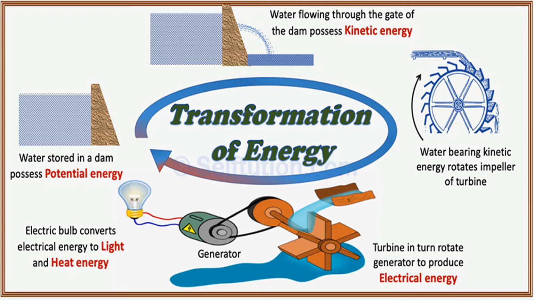Water bearing kinetic energy rotates the impeller of the turbine. The turbine in turn rotates a generator to produce electrical energy. An electric bulb converts this electrical energy to light and heat energy. So here you can see a cycle in which energy is transforming from potential energy to kinetic, then electrical, and then light and heat energy.